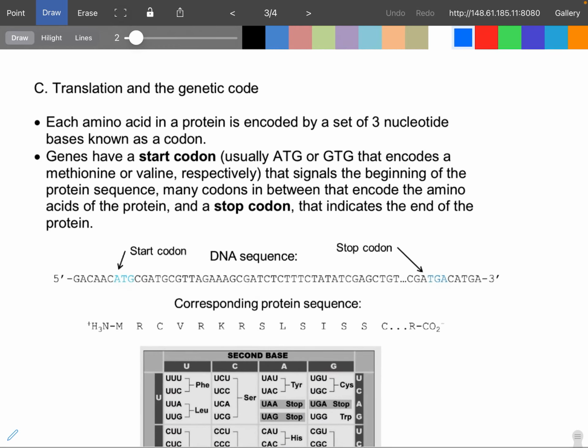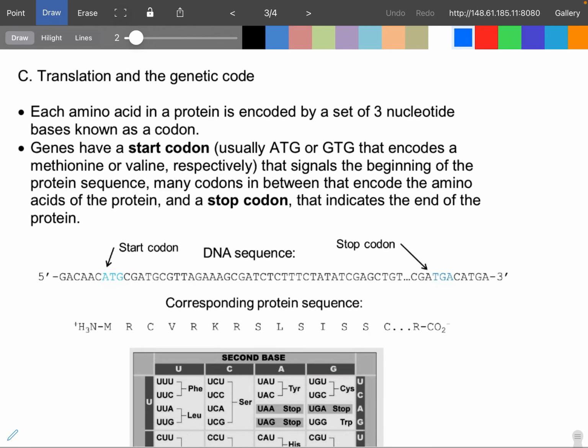So let's talk about the translation of that messenger RNA. And we should know that each amino acid in a protein is encoded by 3 nucleotide bases, and those are of course known as codons, and a gene's going to have a start codon. It's usually ATG, which will code for methionine. Once in a great while, especially in bacteria, we might see that GTG is the start codon. That's valine, but the vast majority of the time it's an ATG start codon.